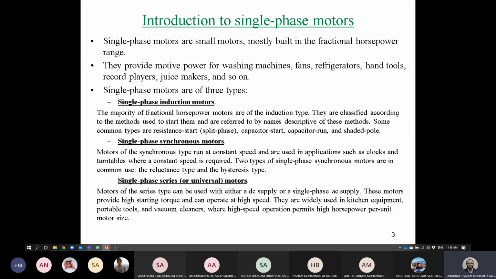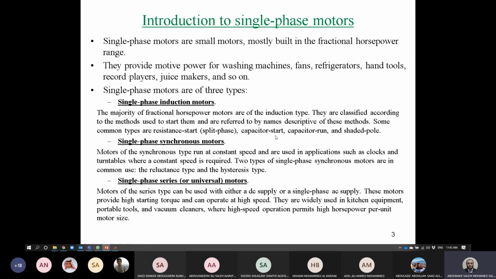And also they are classified according to the methods used to start them. We said that we have a problem in starting single phase induction motors, and there will be some methods used to start them. The motor name will have the same name as the starting method. So for instance, we will make a split phase start, so we will have a split phase induction motor.